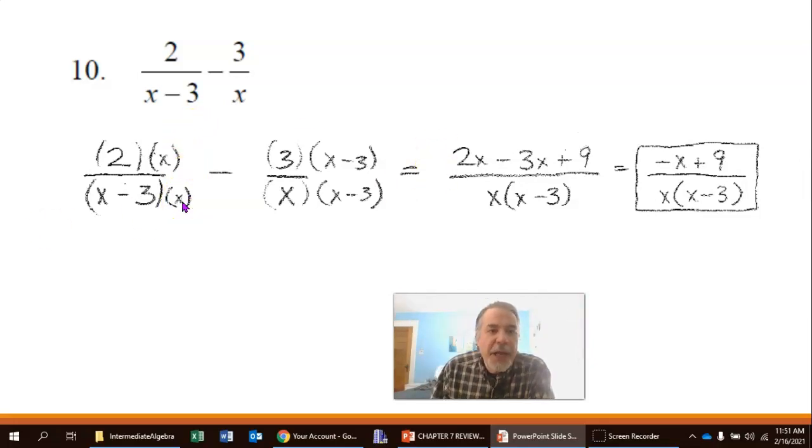So I multiply the denominator and also the numerator of the first fraction by x, 2x over x minus 3 times x. And I multiply the numerator and denominator of the second fraction by x minus 3. So then the answer has that common denominator of x times x minus 3, and the numerator has 2x minus 3x plus 9, because it's minus 3 times minus 3. And after combining the x terms on top, that gives me negative 1x, or just minus x, plus 9 over x times x minus 3.